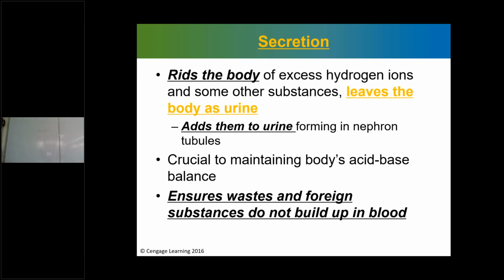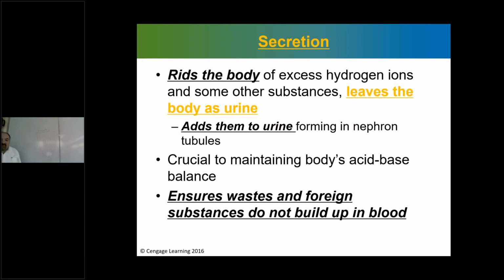Secretion. This is where we're actually then allowing for waste to leave the body as urine, right? So this is where we're going to actually then put substances back into the tubes so that those tubes can take that urine out of the body. So secretion ensures waste and foreign substances do not build up in the blood, and that's a good thing. Okay, so it's quite remarkable that your blood is being filtered on a regular basis throughout the day, and it happens quite a few times.